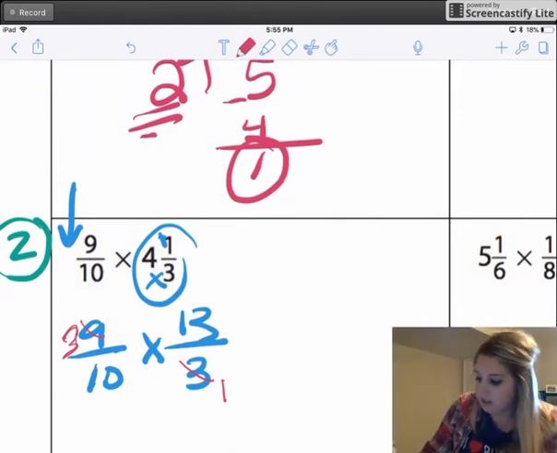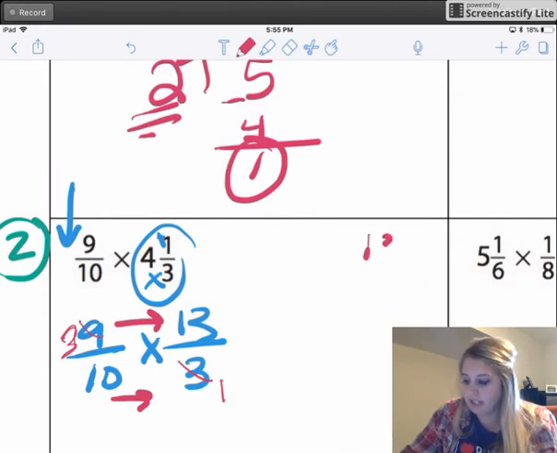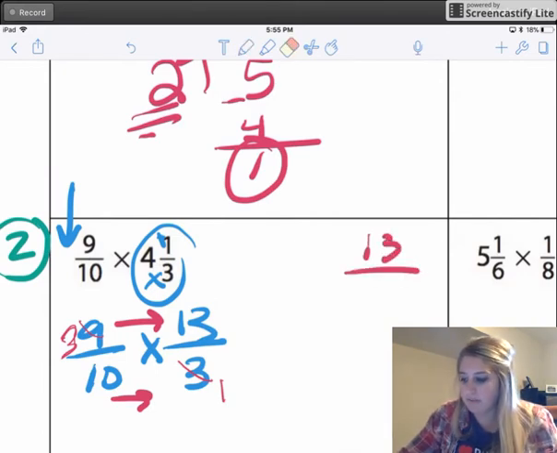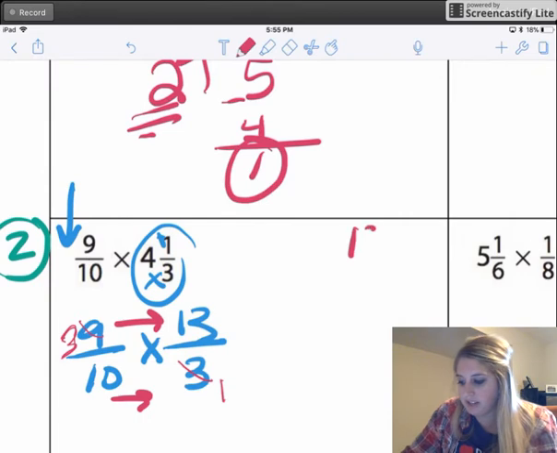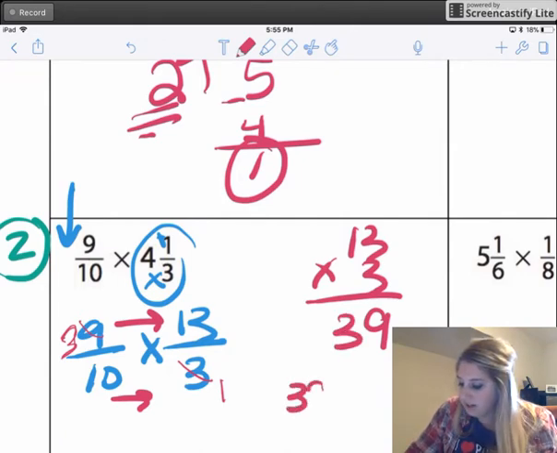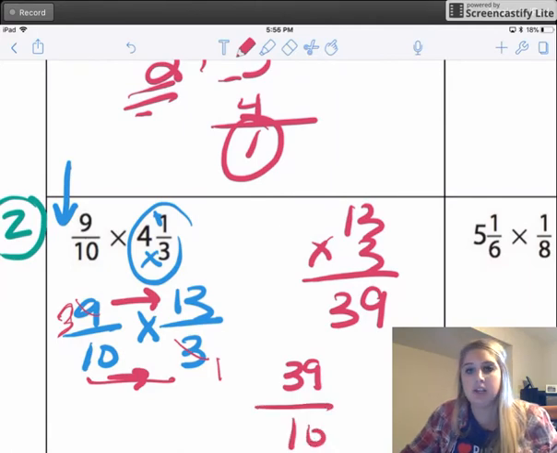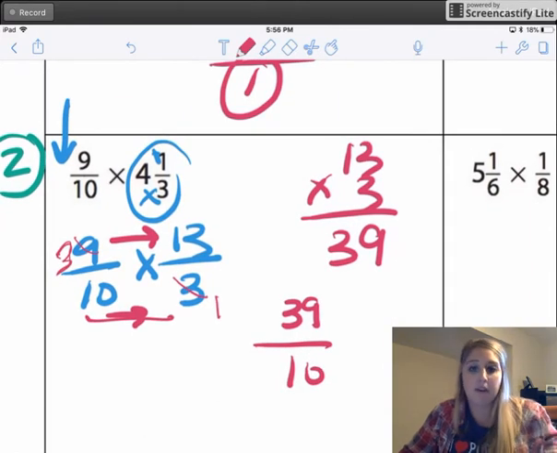Now we're going to cross multiply straight, and we're going to have to take 3 times 13. Now I don't know my 13s off the top of my head, so over on the side I'm going to take 13 times 3. All right, 13 times 3 is 39. So I have 39 on the top, 10 times 1 on the bottom, which would just be 10. All right, now I do need to simplify this, 39 over 10.